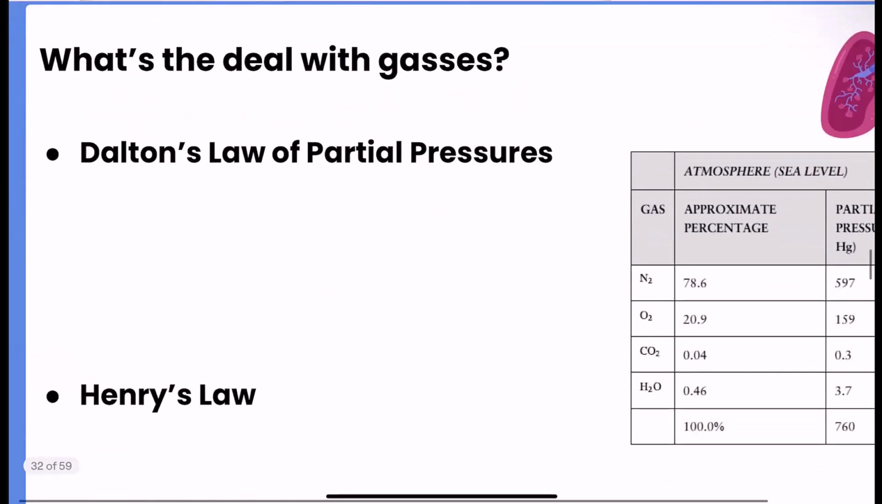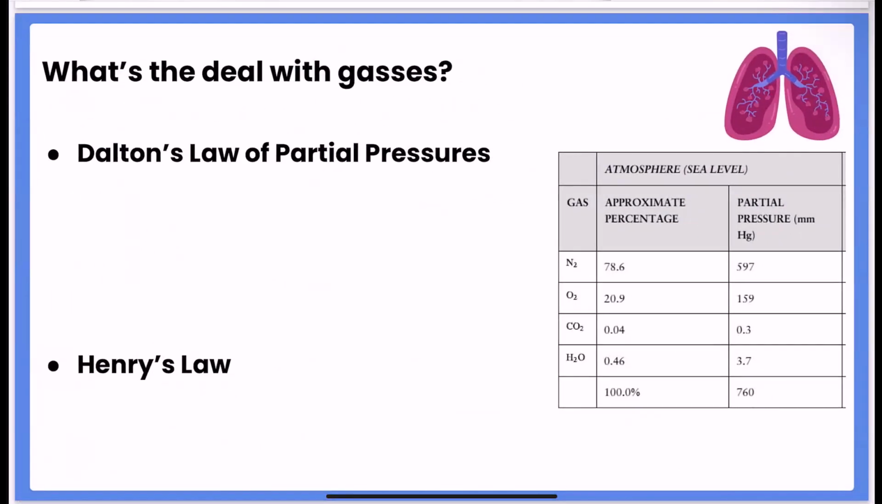But before we jump into that, we need to understand some of the properties of gases. I've titled this slide, What's the Deal with Gases? Because they behave kind of funny because of some of their properties. Okay, so the first thing that we need to talk about is Dalton's law of partial pressures. What Dalton's law tells us is that individual gases all live in a mixture, they're not just by themselves. And each of those gases within that mixture exerts its own pressure. But then the sum of those pressures is the total pressure.